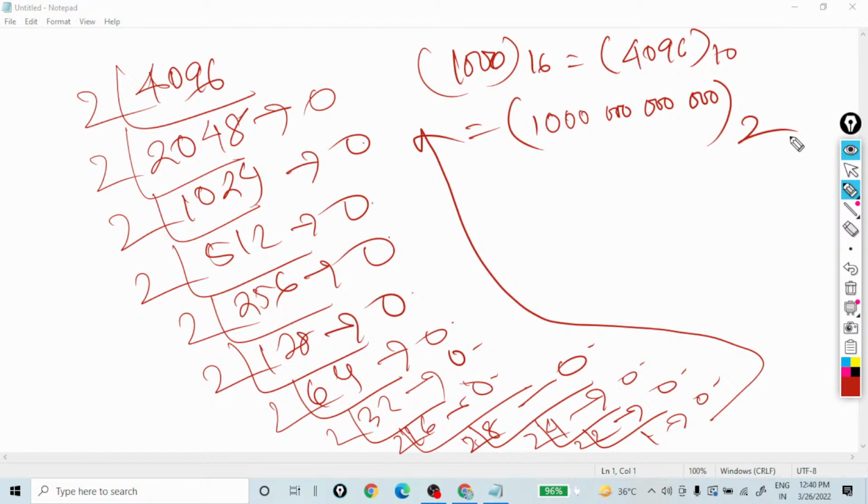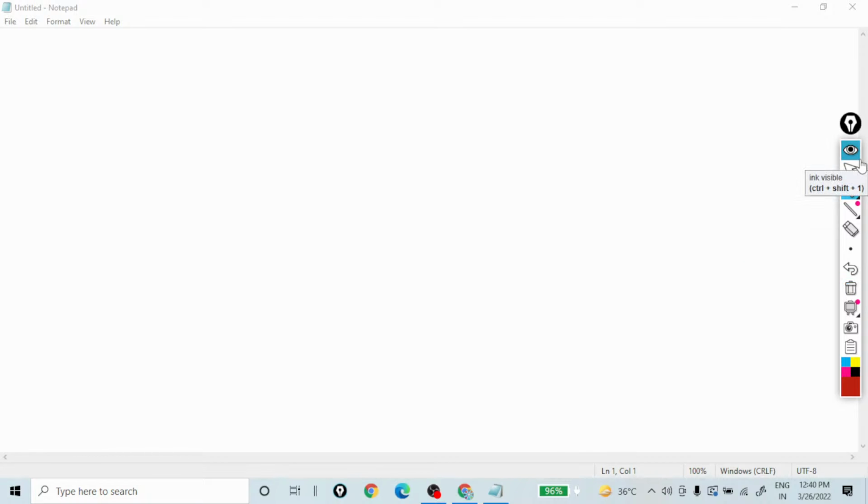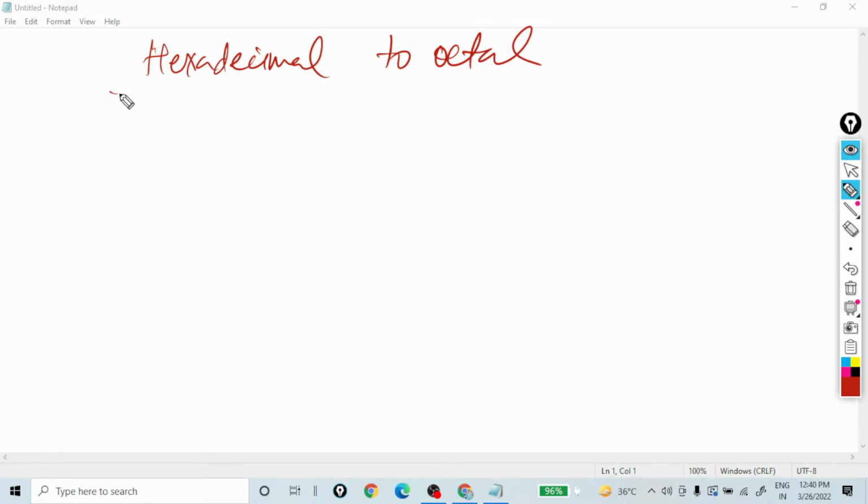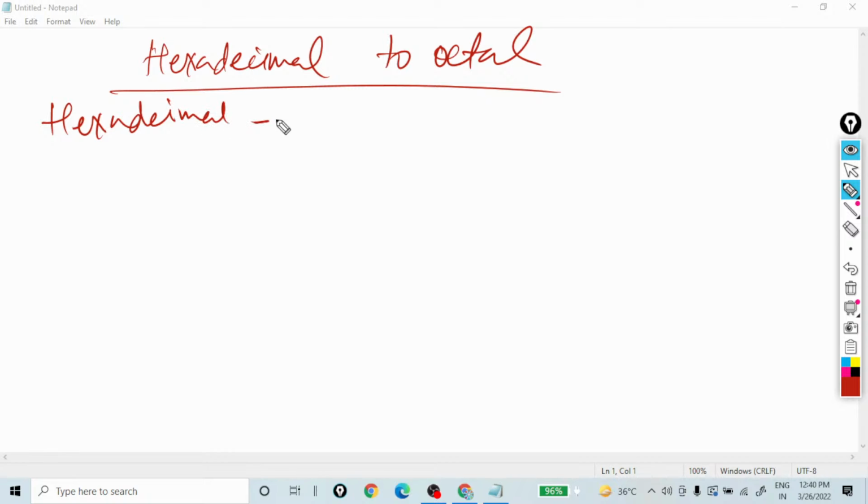Then hexadecimal to octal, if we consider, what will it be? Hexadecimal to octal. How to do it? First hexadecimal to decimal, then decimal to octal. This is the format, right?